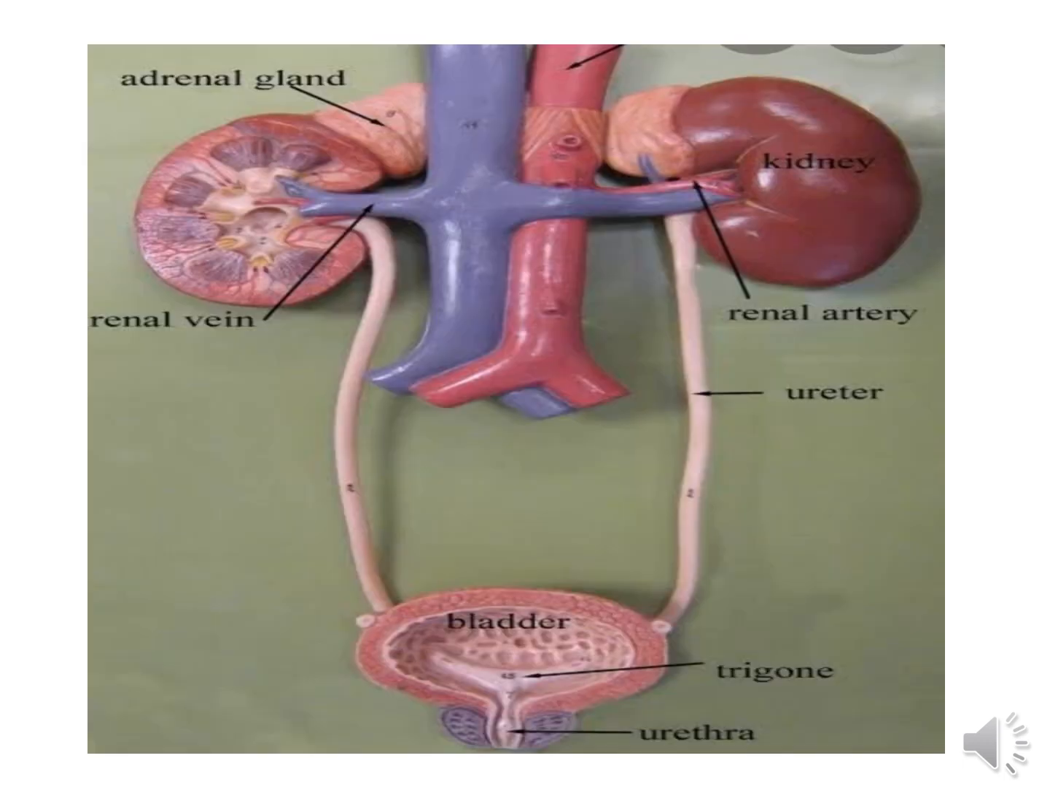So this is the gross image. So here we can see the ureters which are extending from the renal pelvis and entering obliquely into the posterior lateral wall of the base of the urinary bladder.